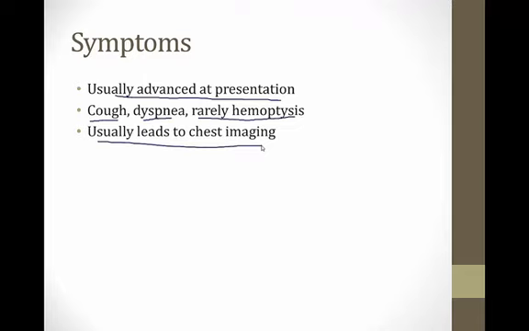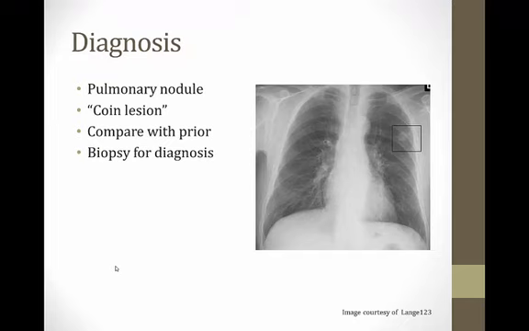I've unfortunately diagnosed lung cancer on a few people who've come to see me for a question of dyspnea related to a heart condition, and when we do a chest x-ray, we find the tumor and realize that lung cancer is the cause. What you see on chest x-ray in patients with lung cancer is a pulmonary nodule. It's also sometimes called a coin lesion.